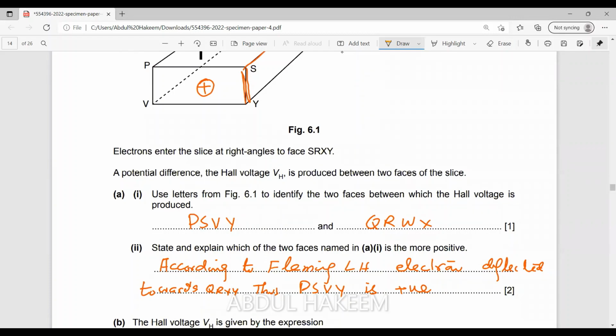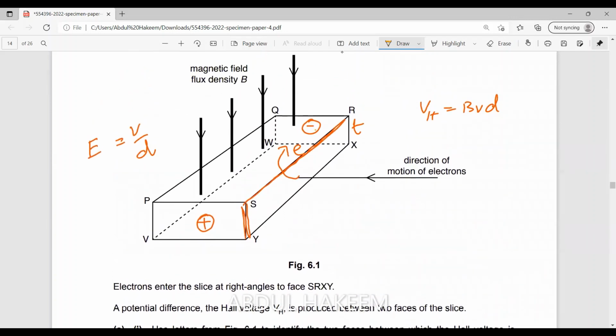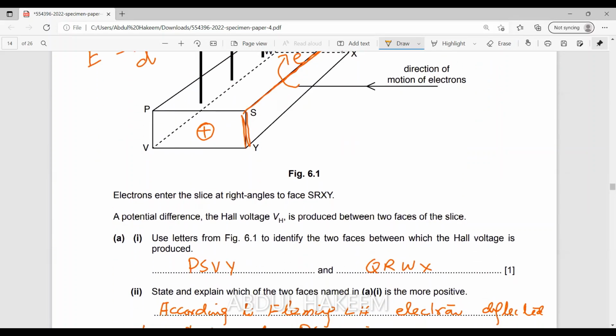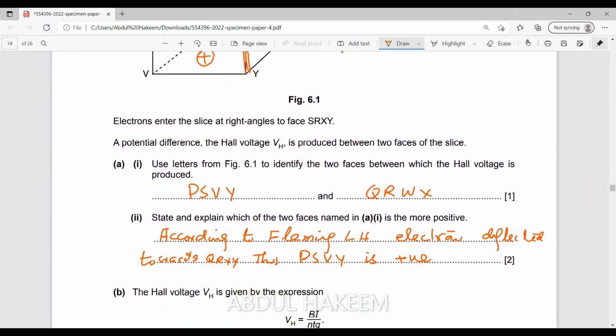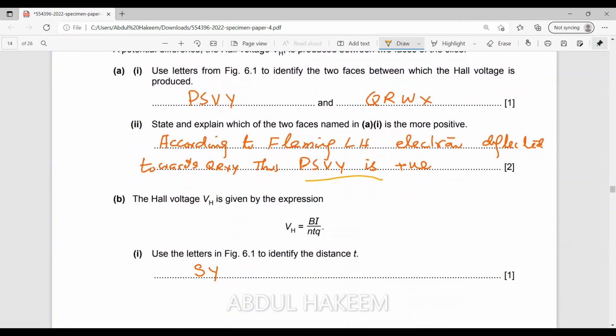State and explain which of the two faces is more positive. So definitely this one, because the electron is deflecting towards this. This becomes negative. This is positive. So the positive is always at the higher potential. So PSVY, this face is at more potential, more positive. Then the Hall voltage is given by the expression V_H is equal to BI over ntq.